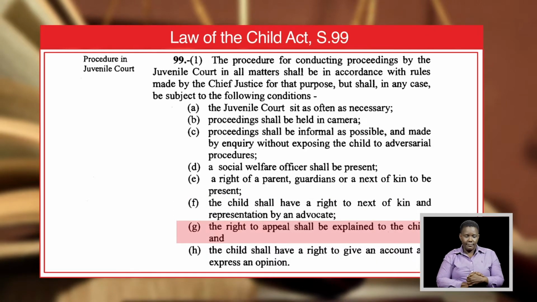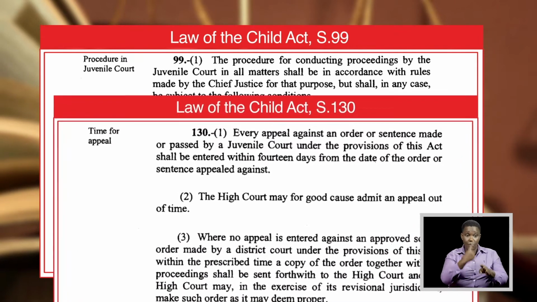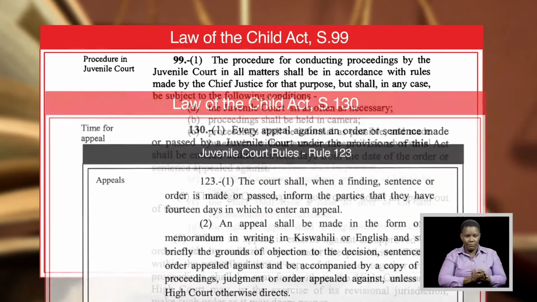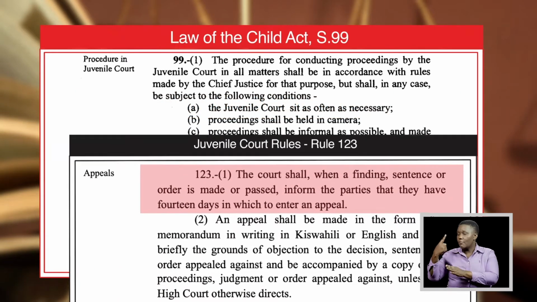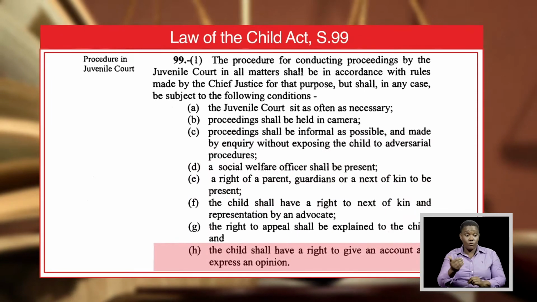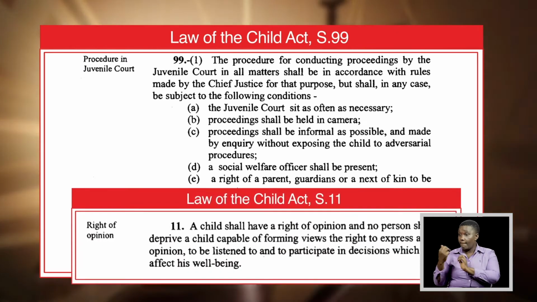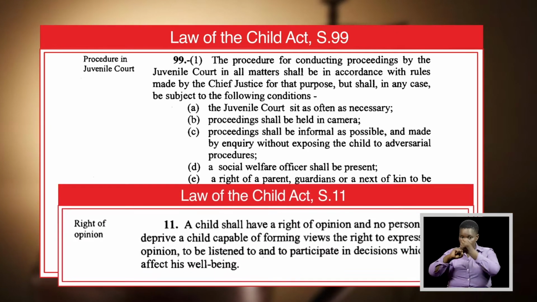The right to appeal shall be explained to the child. This is also supported under Section 130 of the Law of the Child Act and Rule 123, Sub-Rule 1, and the child shall have a right to give an account and express an opinion. Section 11 of the Law of the Child Act also supports this.